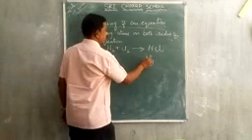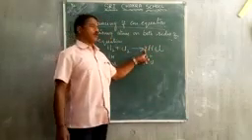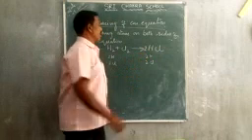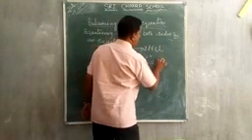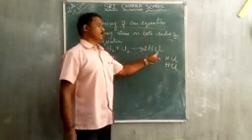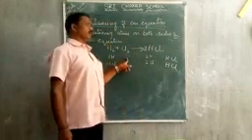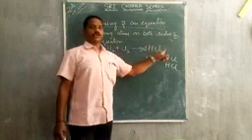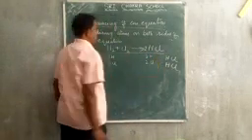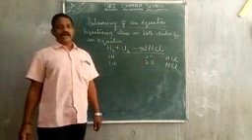For that, you multiply this one by 2. If you keep 2 before the chemical formula, it means that there are 2 hydrogen chloride molecules. Hydrogen plus chlorine gives 2 molecules of hydrogen chloride. Now, this is a balanced equation: H2 plus Cl2 gives 2HCl.